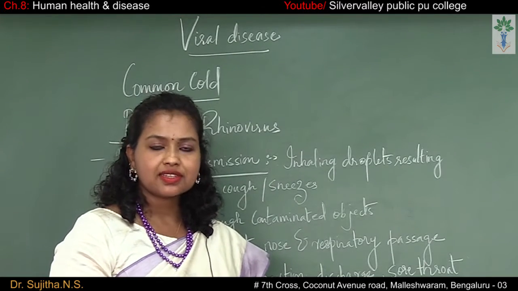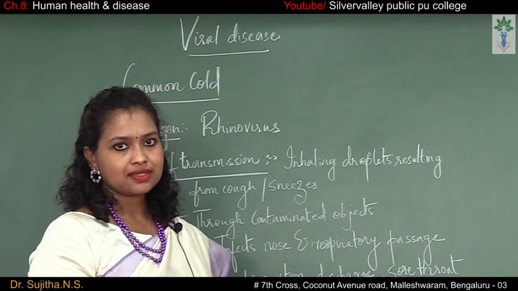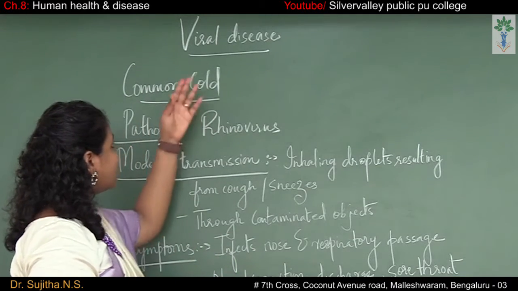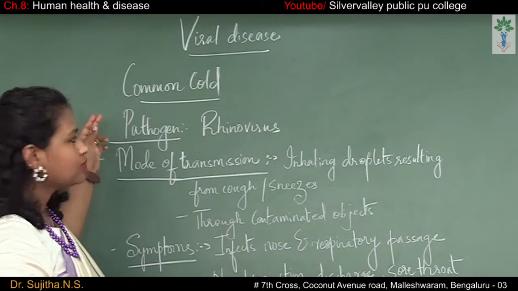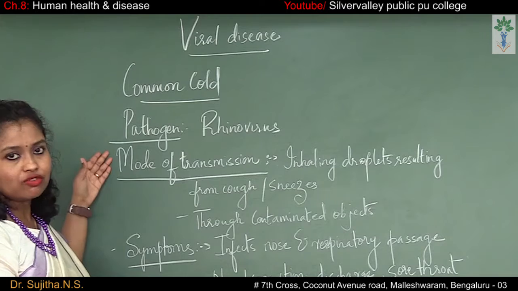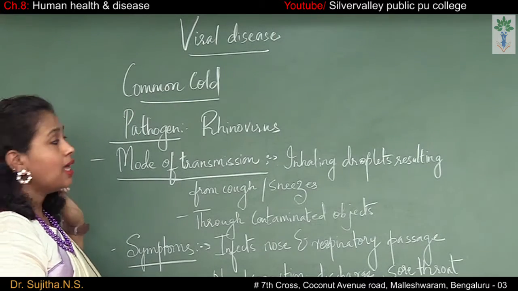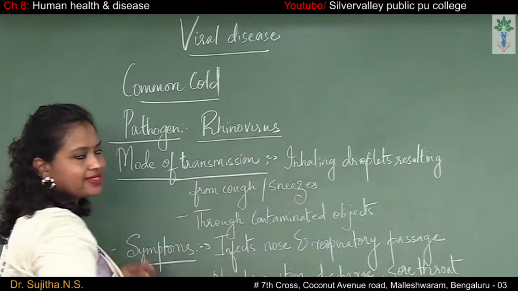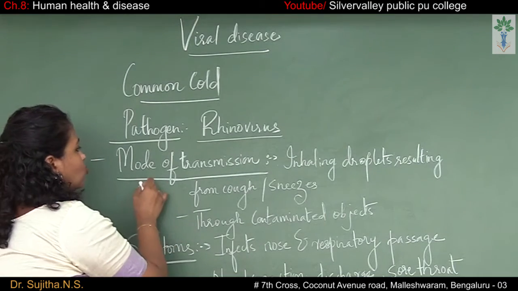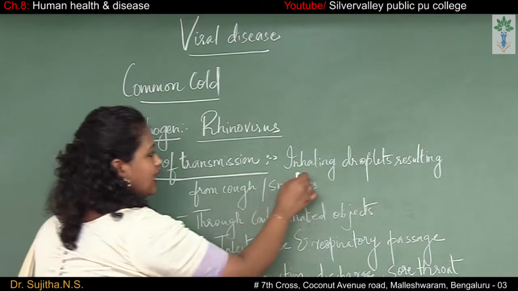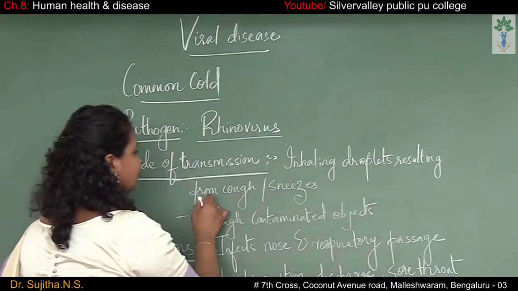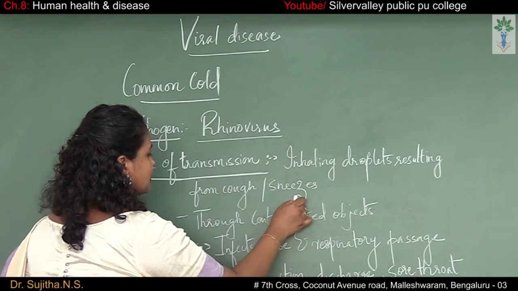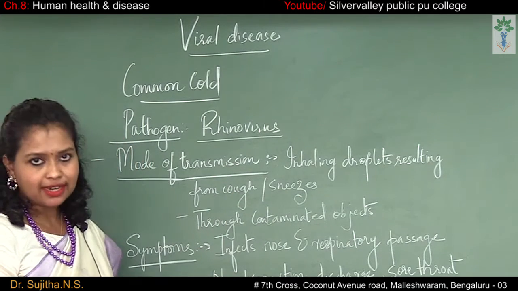And the second disease is the viral disease. The example for the viral disease is common cold. So what is the pathogen which causes the common cold? The pathogen which causes the common cold is rhinovirus. And the mode of transmission is inhaling the droplets resulting from the cough or sneezes from the infected individual.